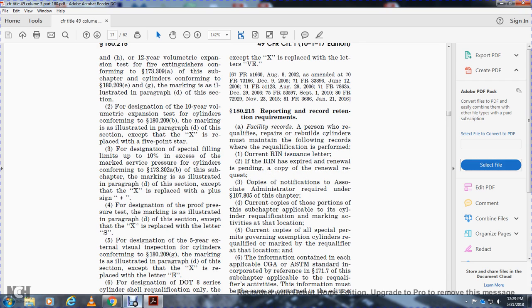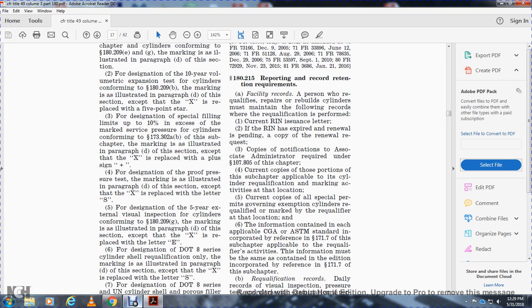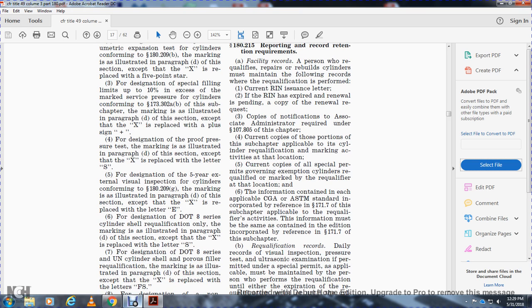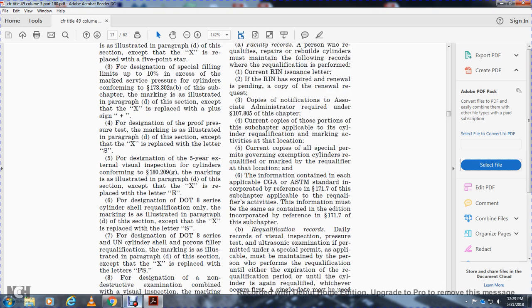D of this section, except for the X is replaced with the letter S for the designation 5-year external visual inspections for the cylinder with the statute 18209 G for the marking illustrated in paragraph D of this section, except for the X replaced with the letter E. For the designation .8 series, it show the requalification only with the marking illustrated in paragraph D of this section, except for the X mark with the letter S.